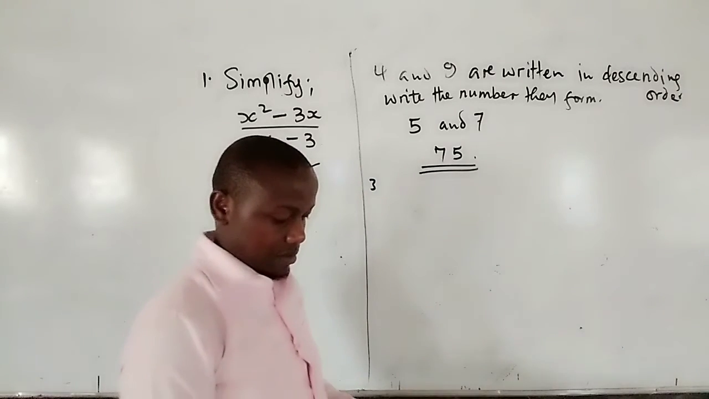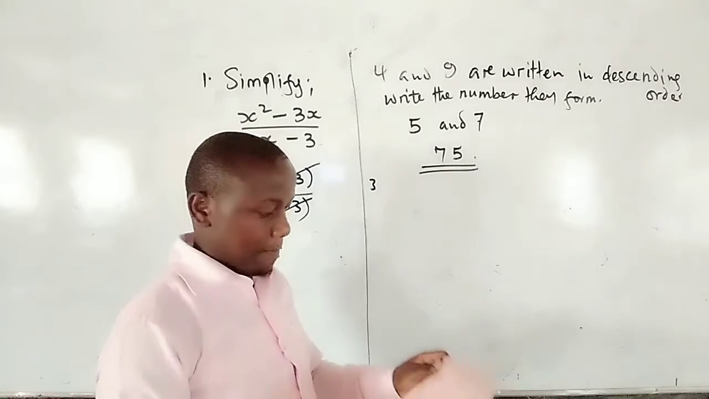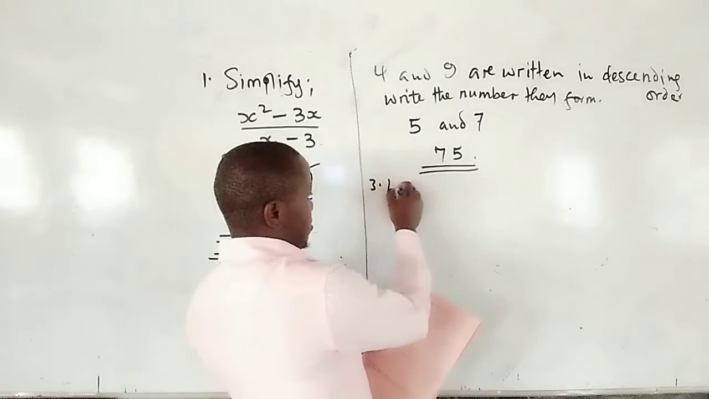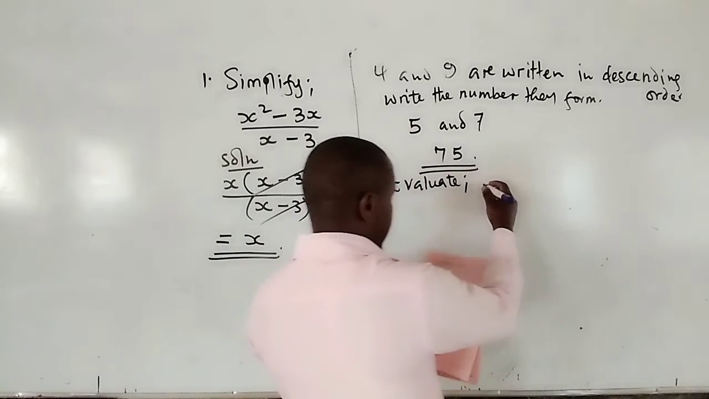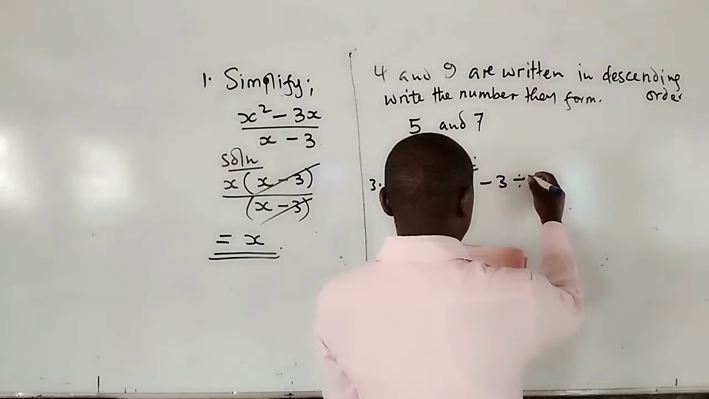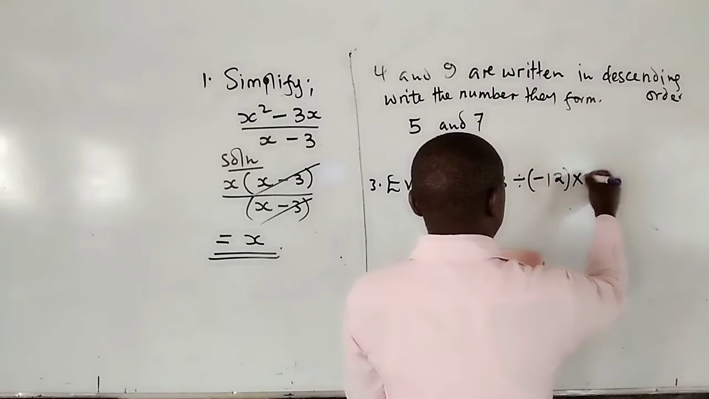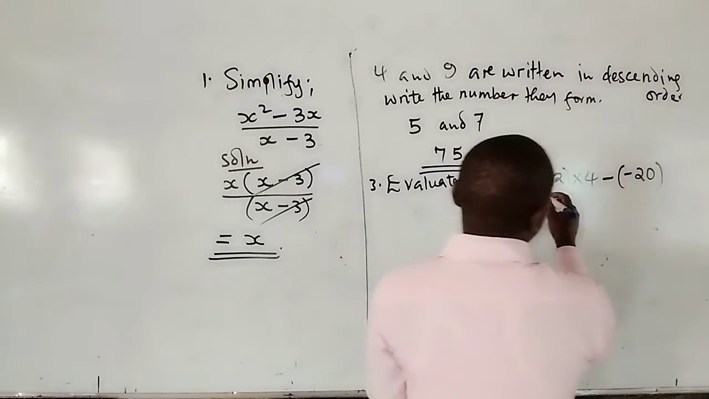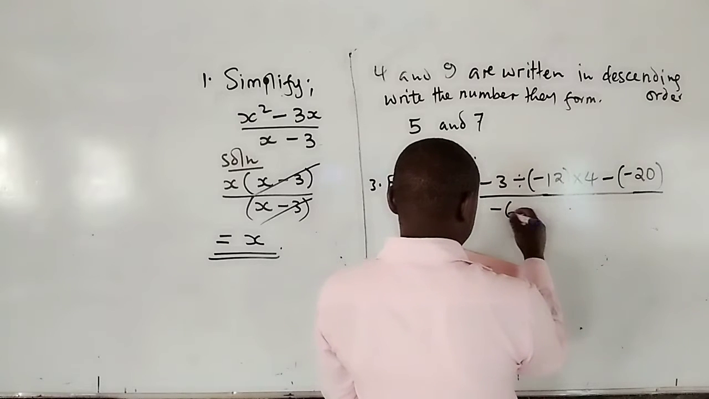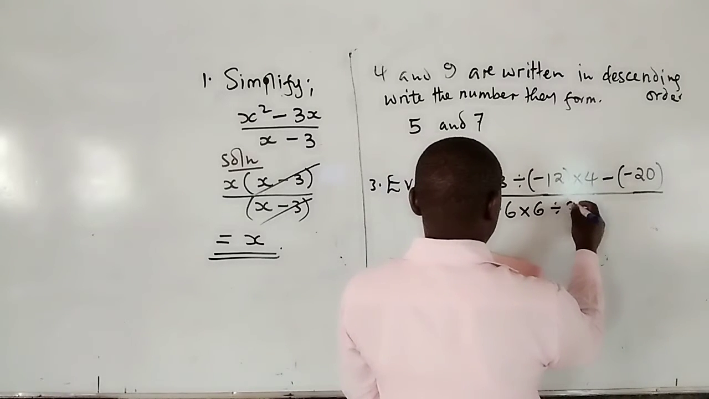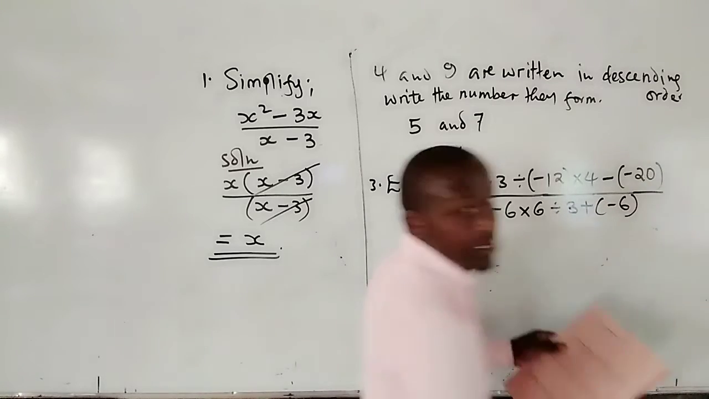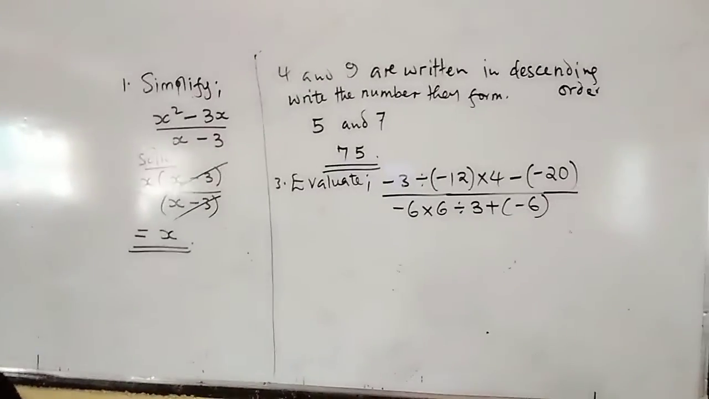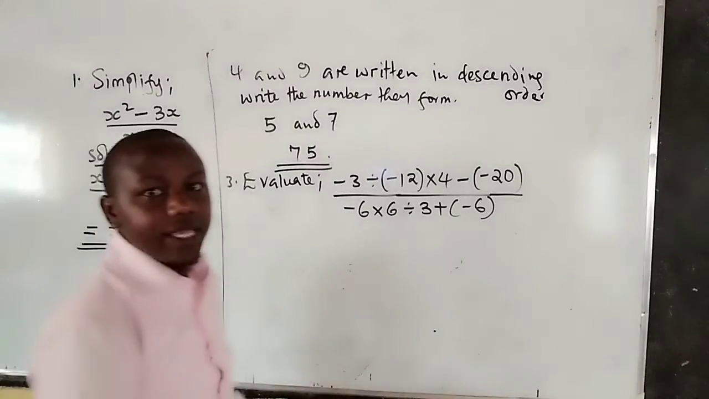Number 3: without tables or calculators, evaluate negative 3 divided by negative 12, multiplied by 4, minus negative 20, then all divided by negative 6 times 6 divided by 3 plus negative 6. So that is the question, the numerical problem we are simplifying.